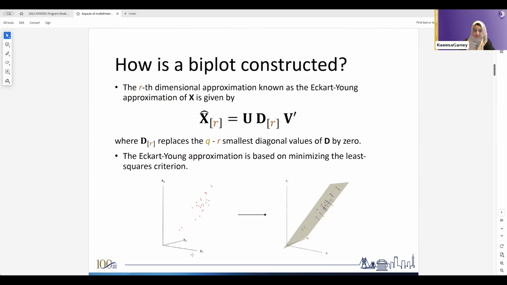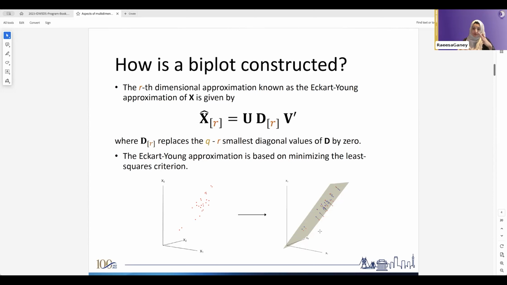So you have this data set, a very basic data set, 3-dimensional data, variables x1, x2, and x3. And the red points are the 25 samples. And what this approximation by Eckart-Young is doing is fitting a plane through these red points such that the distance between the red points and this plane is a minimum.